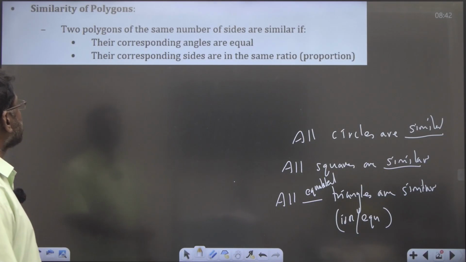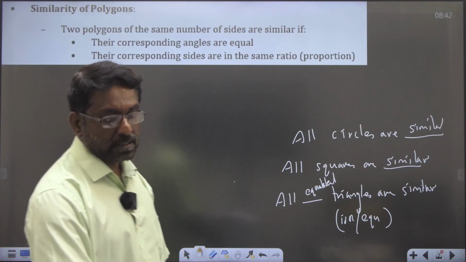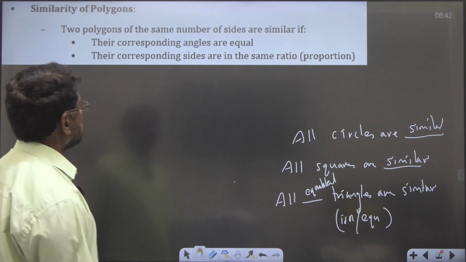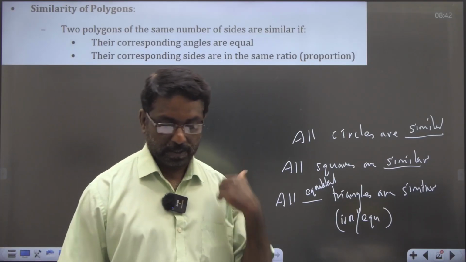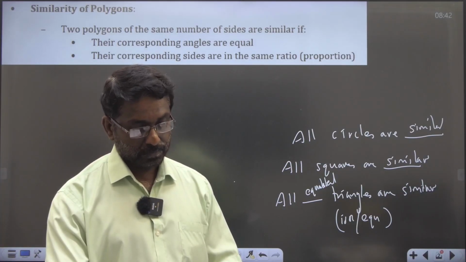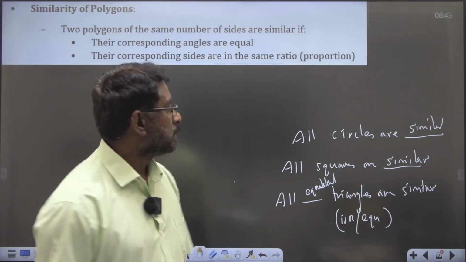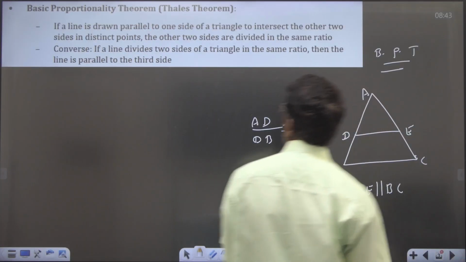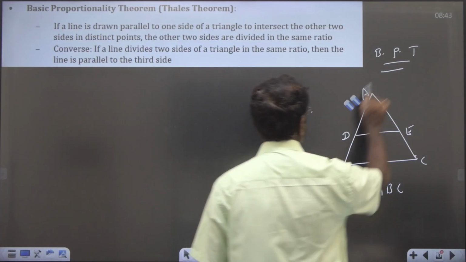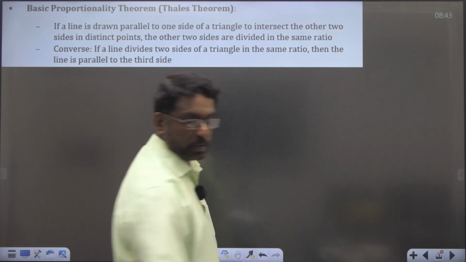This definition is very important, similarity of polygons. Two polygons are similar if their corresponding angles are equal and their corresponding sides are in the same ratio. Always remember this definition. Then next is the basic proportionality theorem. Already we have discussed it.